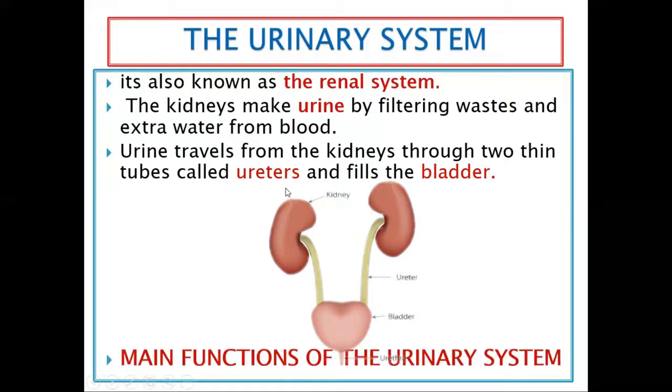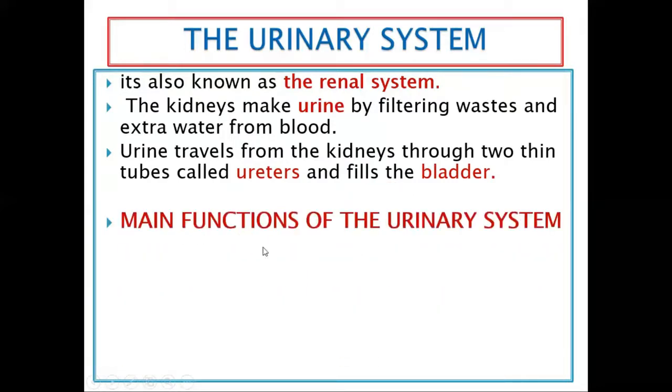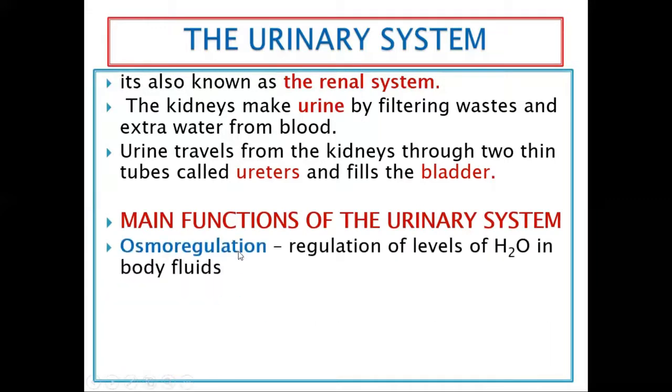So we're going to look at it. What are some of the major functions of the urinary system? Number one, osmoregulation. Osmo, we are talking about water, and then regulation, controlling the amount of water in the body. So we are saying regulation of water levels in the body. Basically, you'll find out that the blood is too concentrated, or is less concentrated. So it depends on the amount of water in the body.